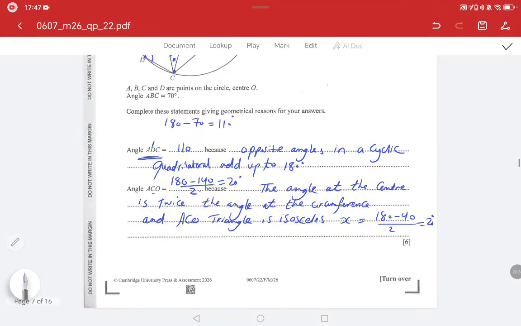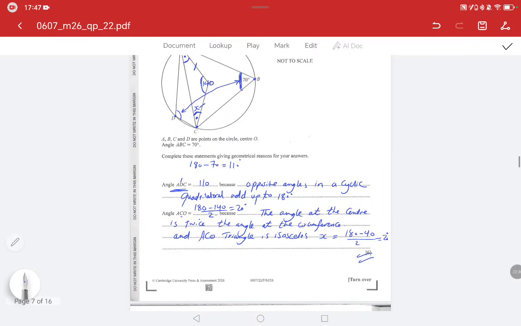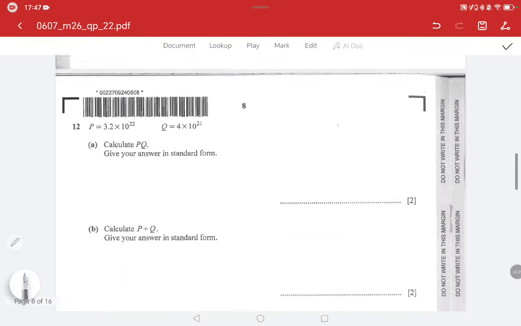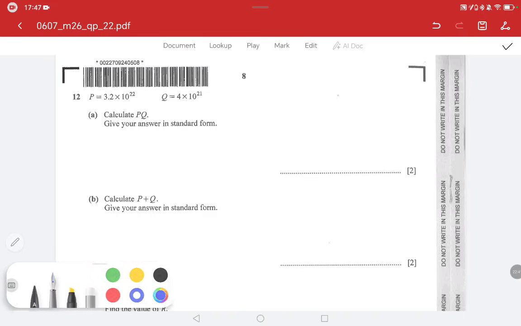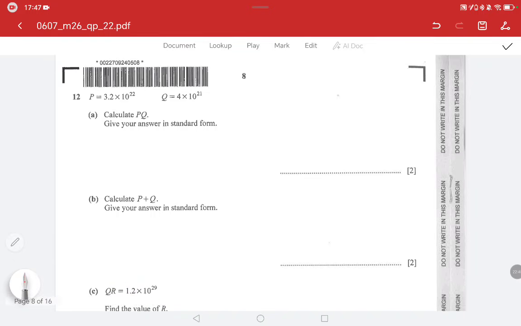Okay, done with these questions. So 6 points, 6 points. Please don't forget to revise the circle theorems. Mostly you'll find one in paper 2. Now question 12. I'm sorry if I'm a little bit fast. I'm trying to save your time, okay? Especially that you have an exam tomorrow.